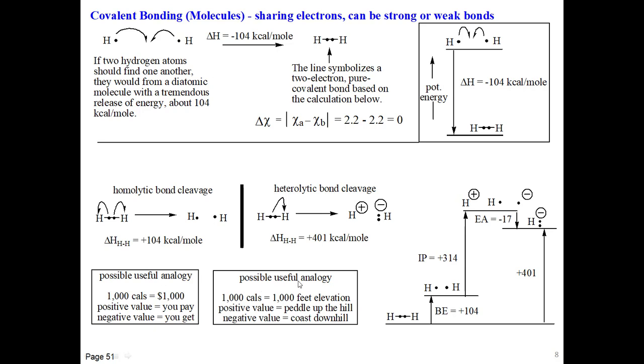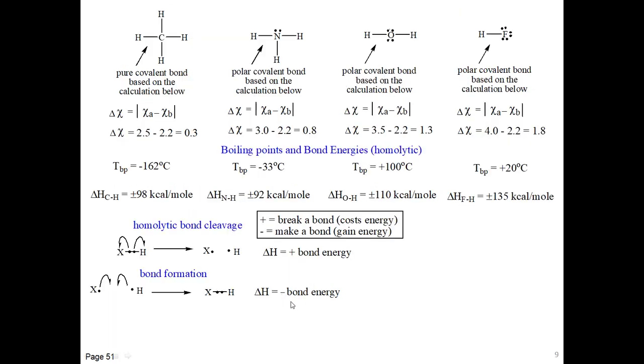Or another possible analogy is we look at 1,000 little calories as 1,000 feet of elevation. And we're on a bicycle halfway up a mountain. So if we have to pedal up to the top of the mountain, plus values, that's a lot of work. So that's not going to be easy. We have to put in work to do that. But if you're sitting halfway up the mountain and you pick up your feet, you can just coast all the way to the bottom without even turning the pedal. And so that's a very negative value. So maybe these help you understand energy, maybe not, but it's just a possibility.